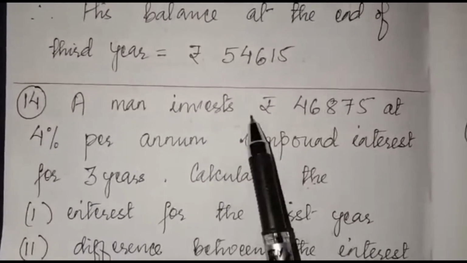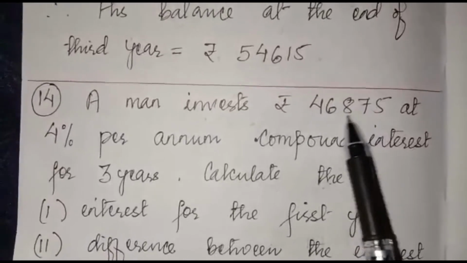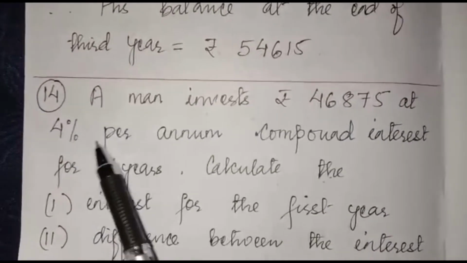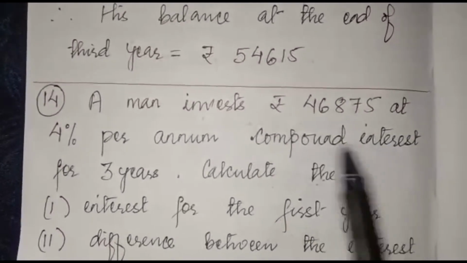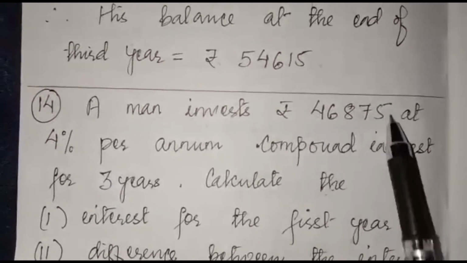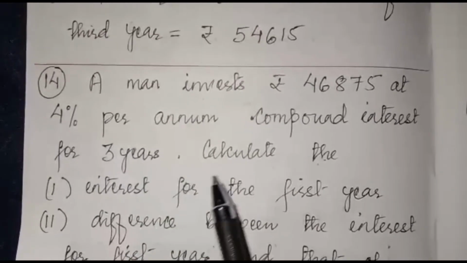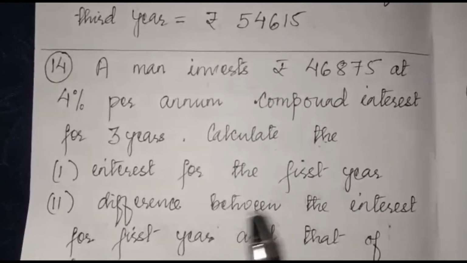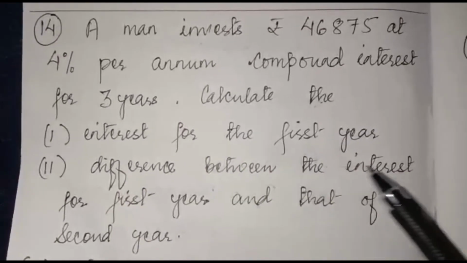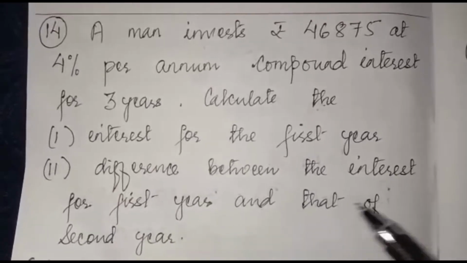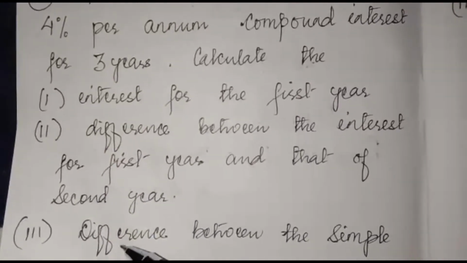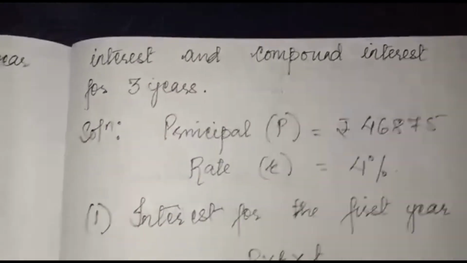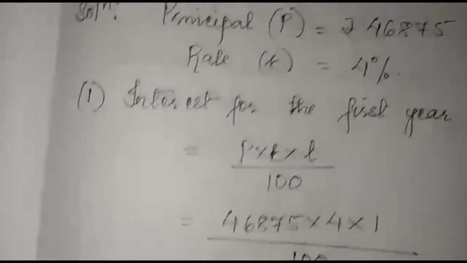Next is question number 14. A man invests rupees 46,875 at 4% per annum compound interest for 3 years. So this is the principal, this is rate, this is time, 3 years. Calculate the interest for the first year. So you have to calculate interest for only the first year, then the difference between the interest for first year and that of second year. Then the last question, the difference between the simple interest and compound interest for 3 years. So first we will solve question number 1, which is interest for the first year.